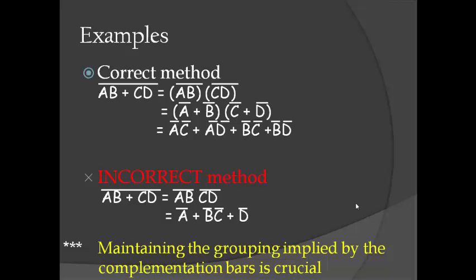Next, I will show you what is the incorrect method for using this theorem. After breaking the bar in the middle, it is equal to NOT A AND NOT B AND NOT C AND NOT D without any parentheses, it will lead to the answer NOT A OR NOT B AND NOT C OR NOT D. This shows that it's important to maintain the grouping implied by the complementation bars.